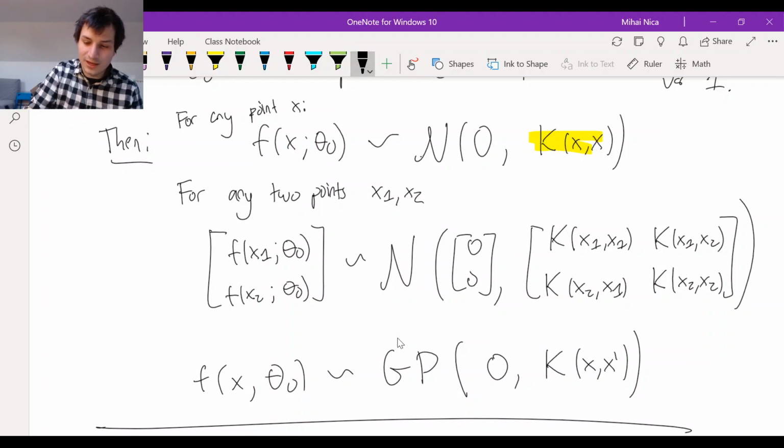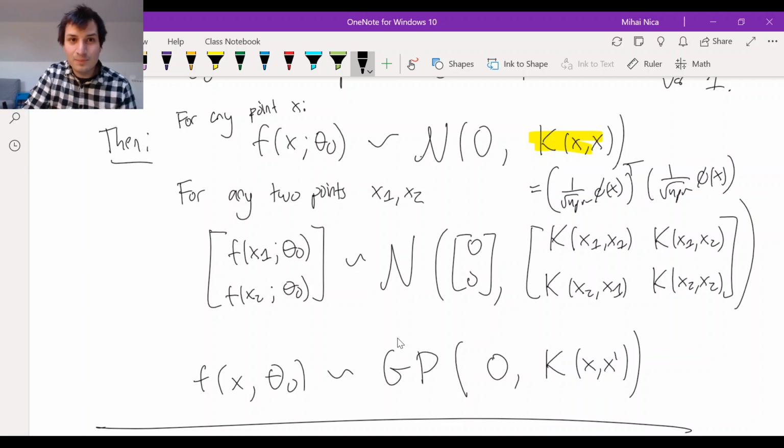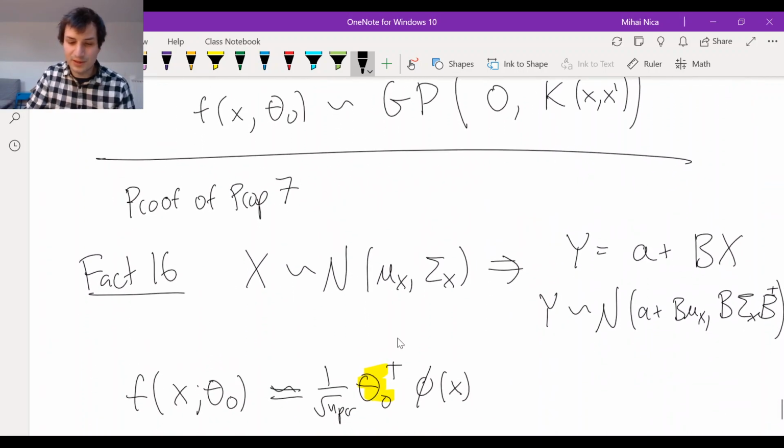K of x x is equal to 1 over square root of n par times phi of x transpose times 1 over square root of n par phi of x. So that's exactly the B B transpose that appears in this formula. So the B B transpose over here is what gives rise to the kernel K. So that's one way to see it. That's the way it's written in the notes.